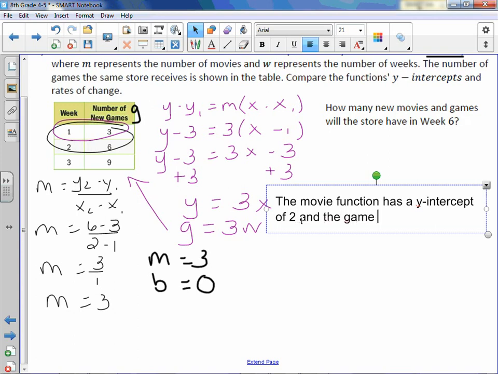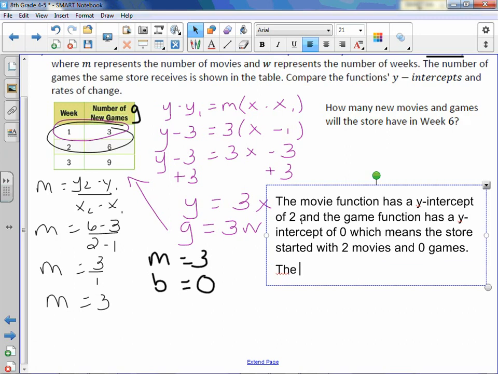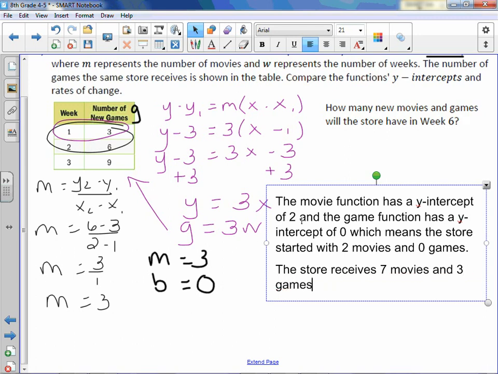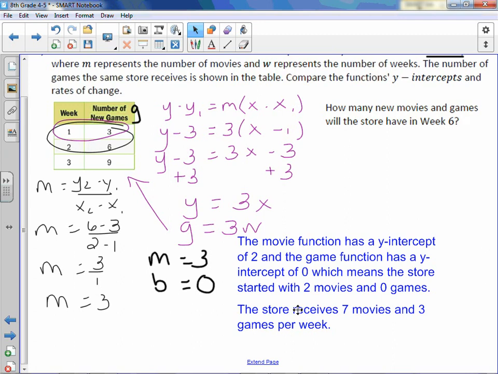And the game function has a y-intercept of 0, which means the store started with 2 movies and 0 games. The store receives 7 movies and 3 games per week. Okay. So that's our comparison.